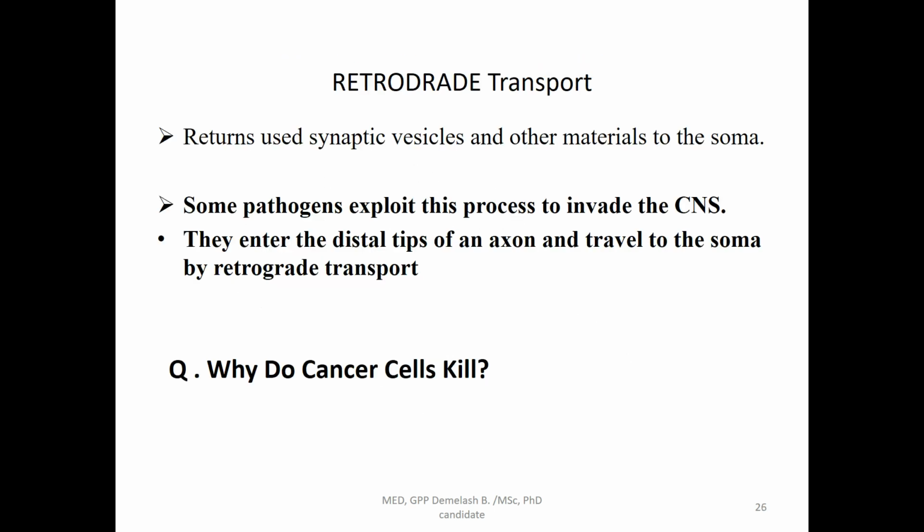Retrograde transport returns used synaptic vesicles and other materials to the soma. Some pathogens also exploit this process to invade the CNS. They enter the distal tips of an axon and travel to the soma by retrograde transport.